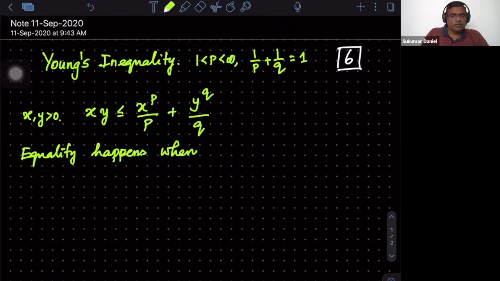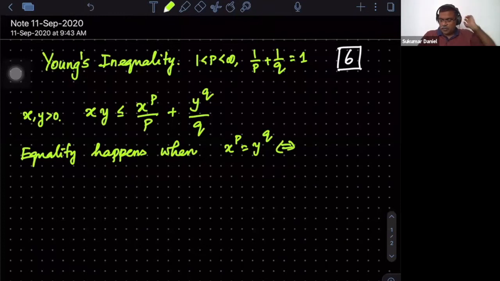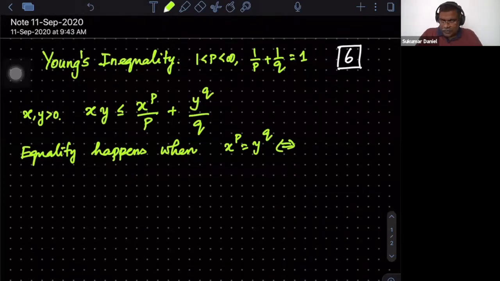So we have also looked at this equality. This inequality becomes an equality when x power p is the same as y power q. And I would request you to find out all the other things. There are a number of other equivalent statements. If you take the qth root of this, then x power 1 by q should be y power 1 by p. That's also another equivalent statement. So this is what we looked at.